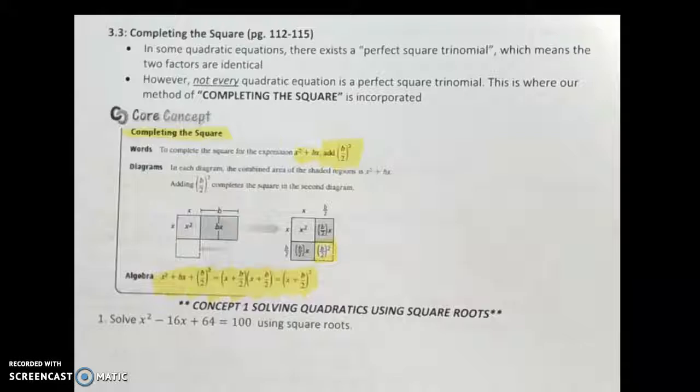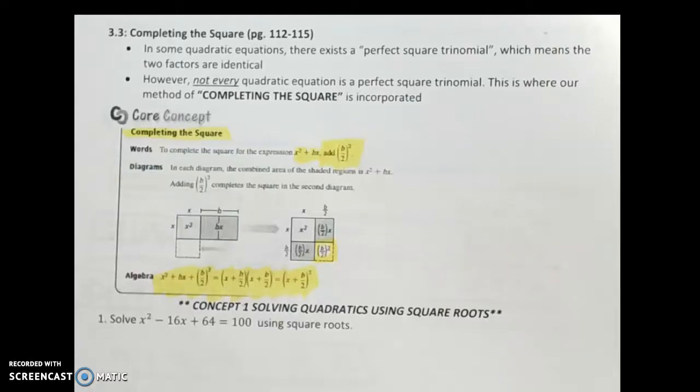Alright, 3.3, complete the square, page 112 through 115. In some quadratic equations, there exists a perfect trinomial square, which means two factors are identical. Something like the quantity of x plus 2 times the quantity of x plus 2, or the quantity of x plus 2 squared.